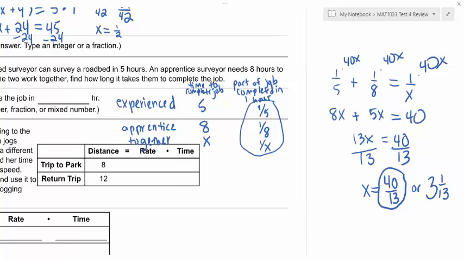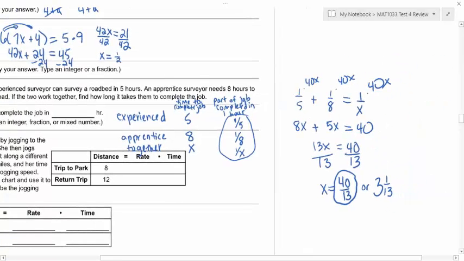So that's where the numerator would come from. But they will accept the improper fraction. You do not have to convert it to a mixed number. Okay. So let's check out the next problem.